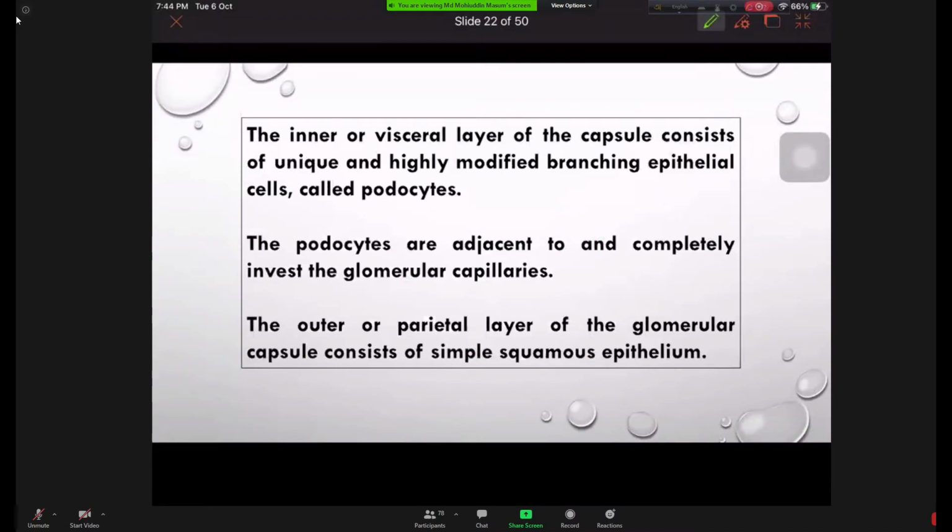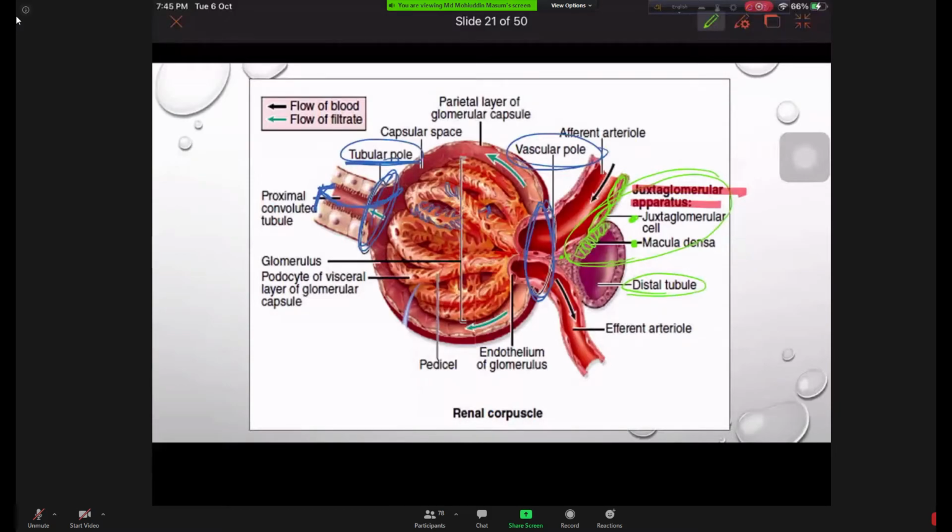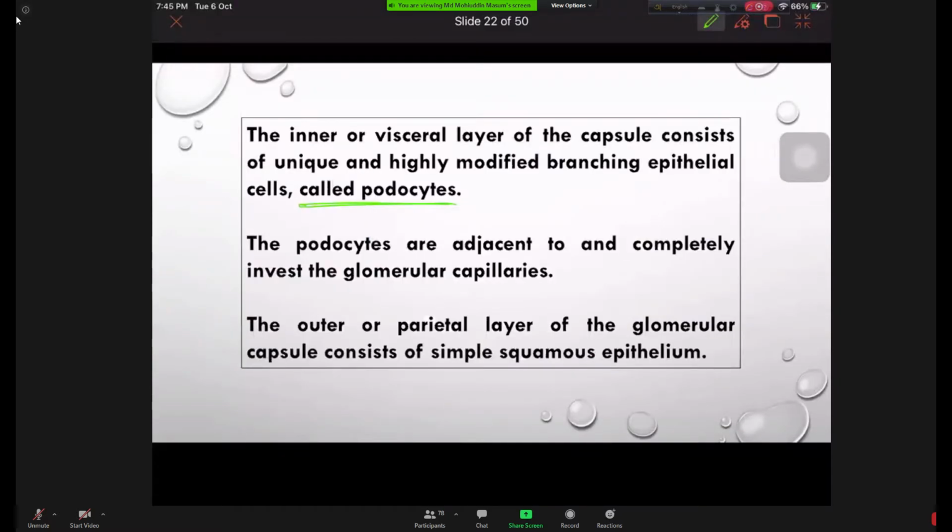The visceral layer of the capsule consists of highly modified branching epithelial cells, the podocytes, as I showed on the previous slide. On the inner side are the podocytes, but the outer layer of the glomerular capsule is simple squamous cells. So the visceral layer has podocytes, and the parietal layer is simple squamous epithelium.